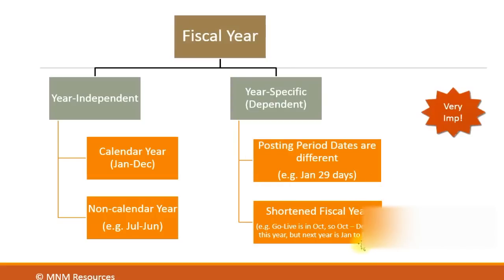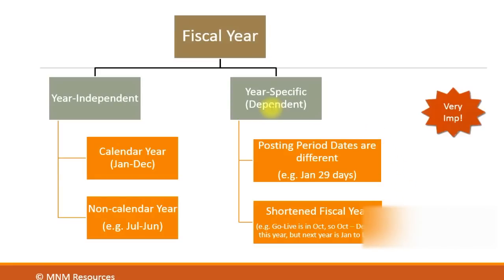Another example is you might have a shortened fiscal year. For example, your company's financial reporting is from January to December, but you're going live in October. So you only have 3 months left in this financial year, and next financial year you want to start a new financial year from January to December. So just for these 3 months you can have a shortened fiscal year. So you'll only have 3 periods in this particular fiscal year.